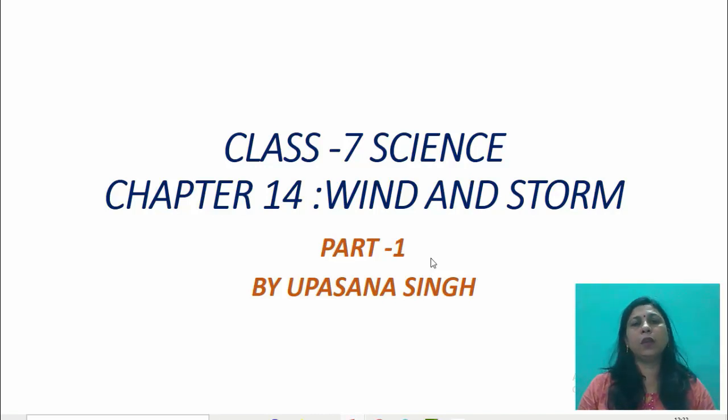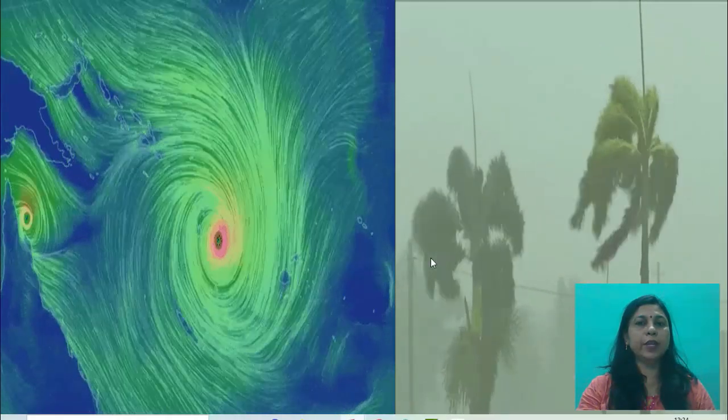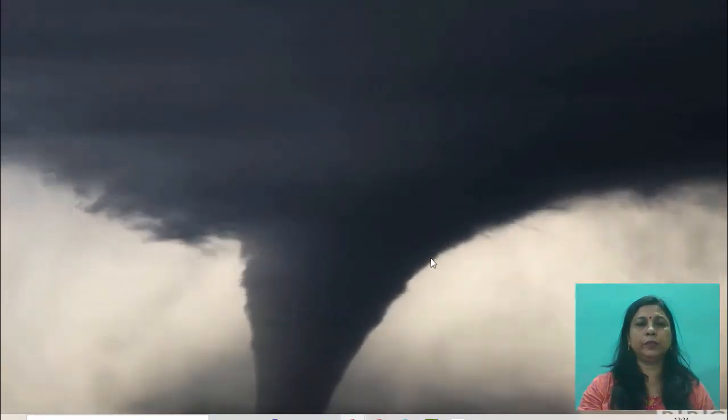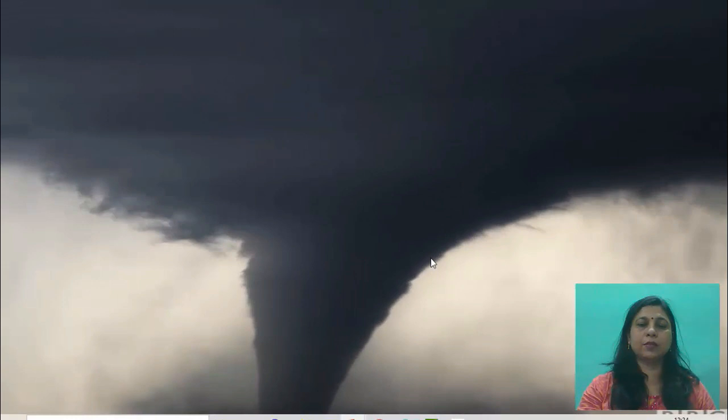Here I am with Class 7 Science, Chapter 14, Wind and Storm. So, students, before starting this chapter, I want to ask, can you recognize these pictures? What is happening in these? First slide is this. Second, and this is third one. These three are natural disasters.